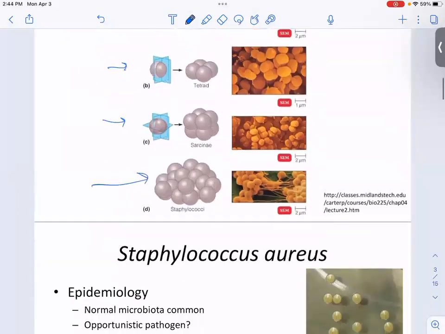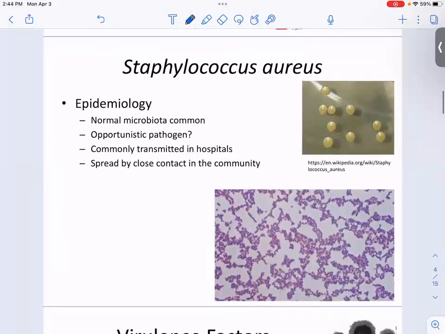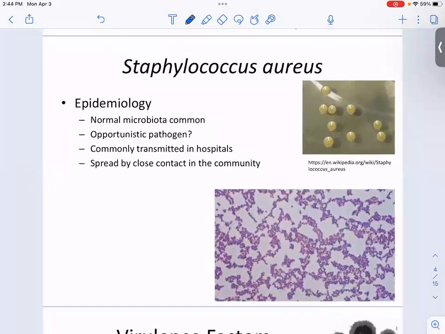Okay. We're going to pick one staph and talk much more about it because it's the most interesting one clinically, and that's Staphylococcus aureus. I guess that's a good place to stop for today. So we'll probably start there Wednesday after the exam.